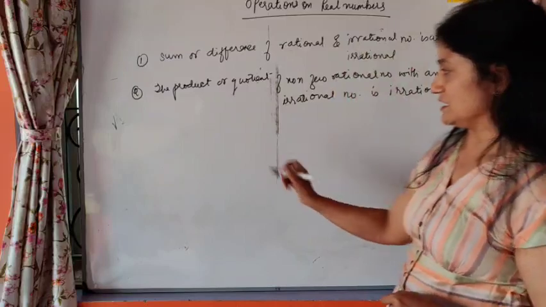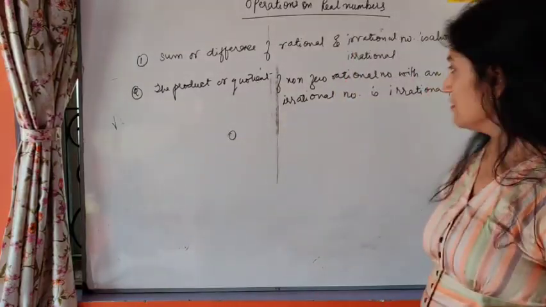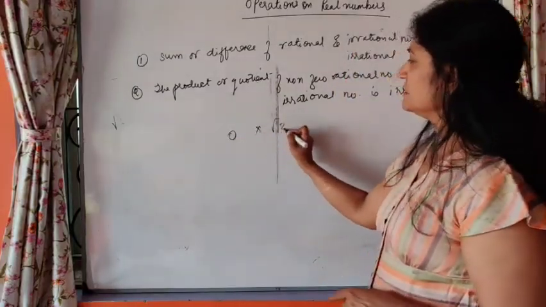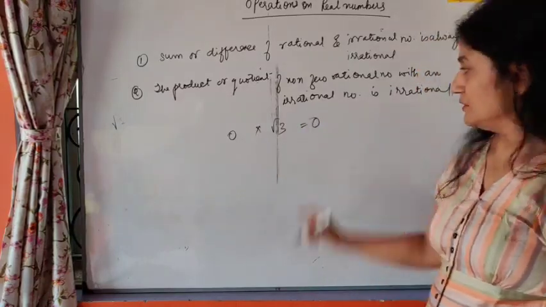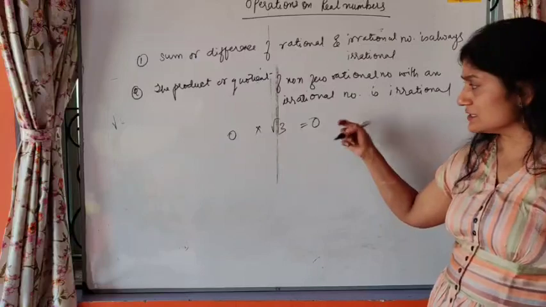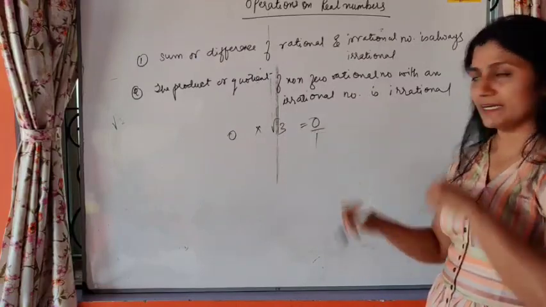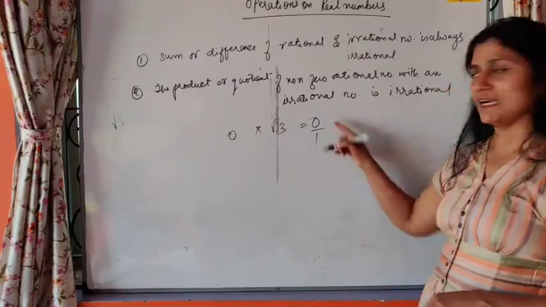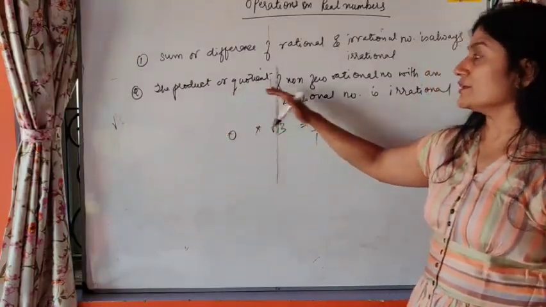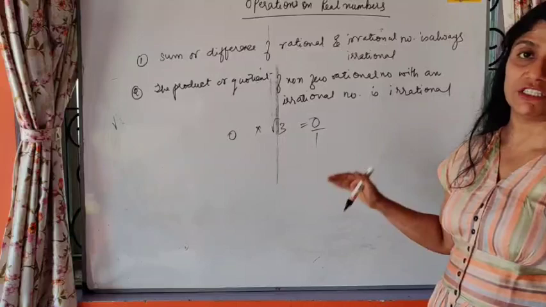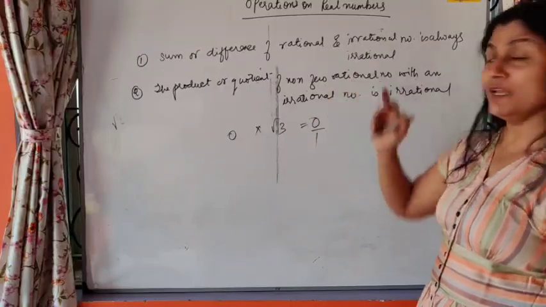See, take a zero rational number. Zero rational number means 0 and an irrational number, take it as root 3. If we multiply, we get the answer 0. So it is rational or irrational? This is rational because 0 can be written in the form 0 by 1, that is p by q. Got my point? What did I say? The product or quotient of non-zero rational number. The number should be non-zero.